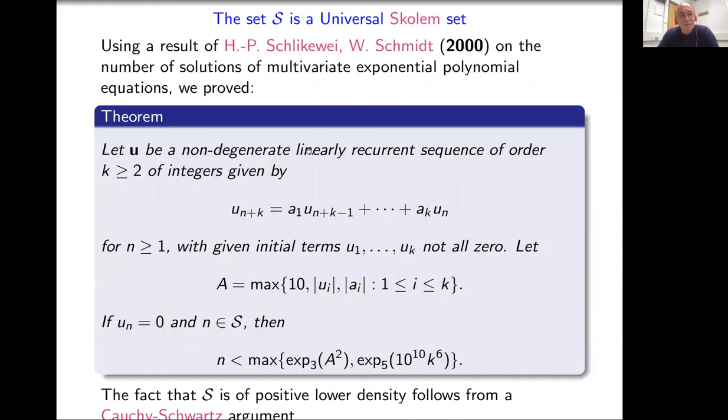So anyway, we contacted Jan-Hendrik Evertse and he pointed out some interesting references. And using that, we said, well, in our set, which is of positive lower density, all the zeros of this linearly recurring sequence satisfy this inequality. X sub 3 is the triple exponential in A, X sub 5 is the quintuple exponential in A, in those parameters, where this is, if you want, the complexity of the sequence: how big it is at the start, how long it is, and how large the coefficients and initial values are.